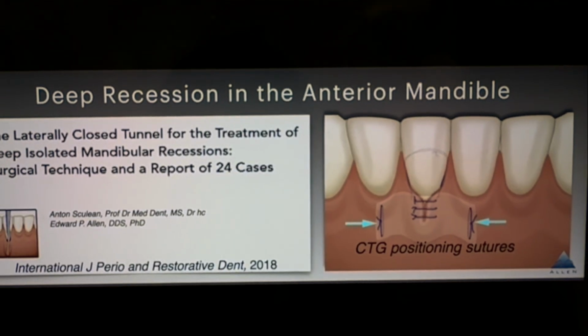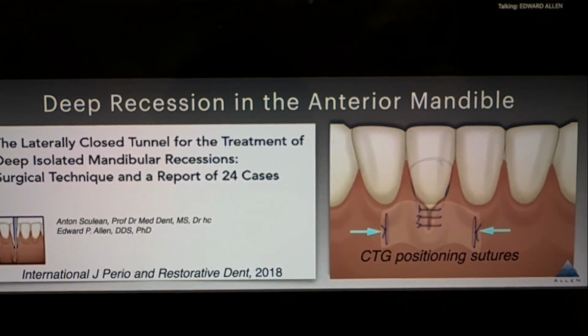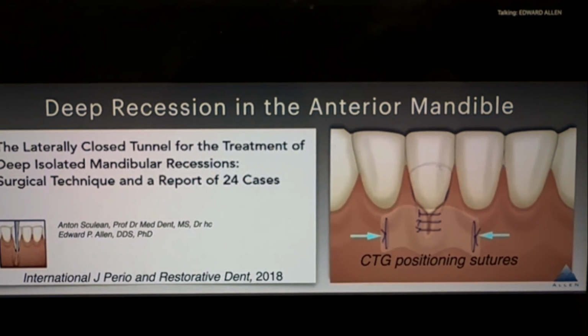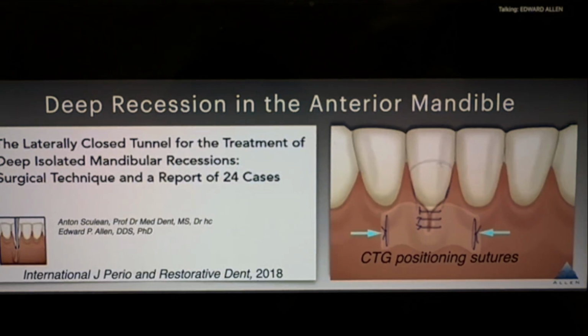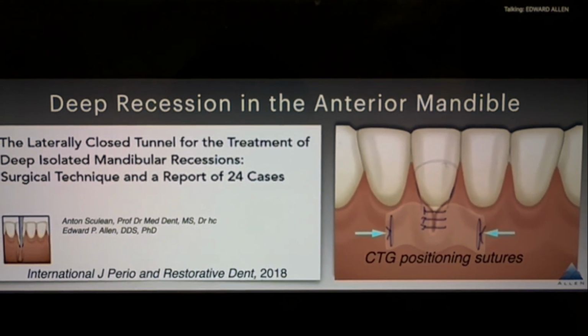And you see what I refer to as connective tissue graft positioning sutures. You simply have to insert the connective tissue graft within the site and secure it at each end. You don't have to do that with allografts.